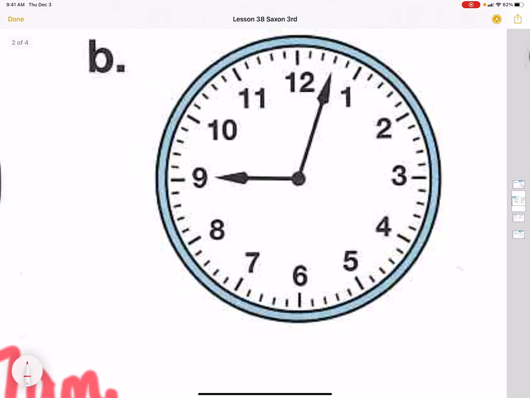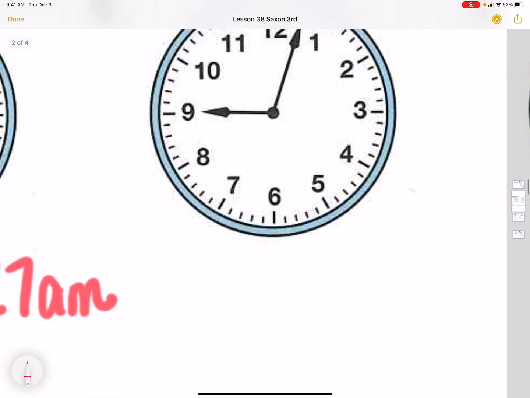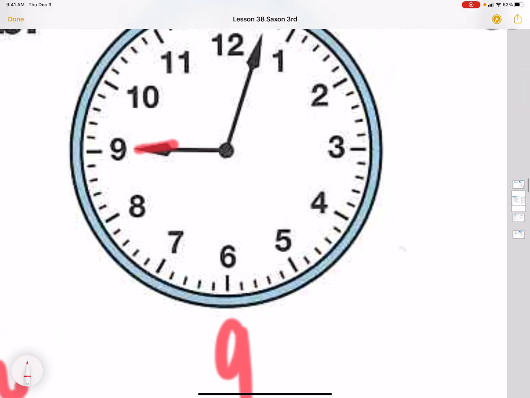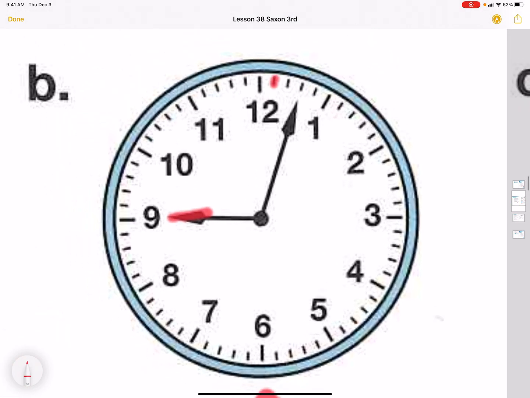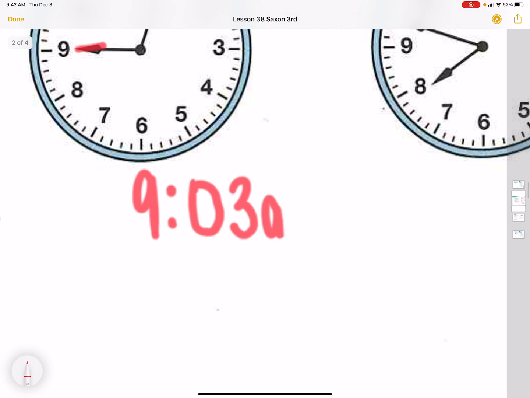All right, on this one, I want you to pause the video. I want you to write down on a piece of paper what you think this time would be. And I want you to check with me and see if you get it right. All right. The hour hand is very clearly pointing at the 9. The minute hand, we just have to count by ones this time. 1, 2, 3. This is kind of tricky because you have to put 0 in the tens and then 3 minutes. And don't forget AM or PM.